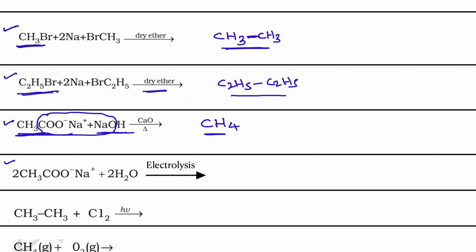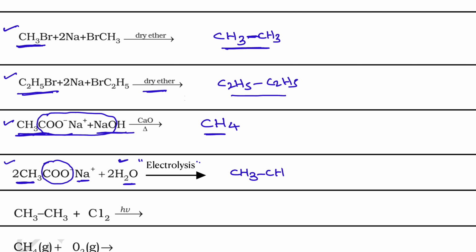Next one is Kolbe's electrolysis reaction. In the case of Kolbe's electrolysis reaction, you are supplying an electric charge. Here this is coming out as CO2, this Na+ and here OH-, that will be converted to NaOH. H+ ions will undergo reduction. So most importantly, coupling of alkyl groups will take place. That will give you CH3-CH3. Simply whatever the alkyl group you have, that alkyl group should be coupled.